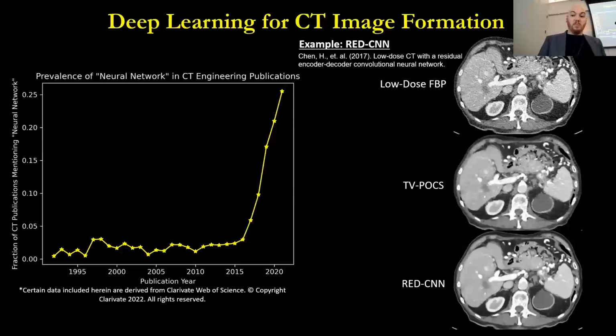So an increasingly popular strategy to improve image quality is to apply deep learning. I did this little literature search and found out that now over 25% of CT engineering publications mention neural networks. These data-driven models are able to reduce noise, improve image quality in single energy CT by learning patterns from large databases of training images. And we'd like to apply deep learning to spectral CT, multi-material imaging, but there's a few challenges.